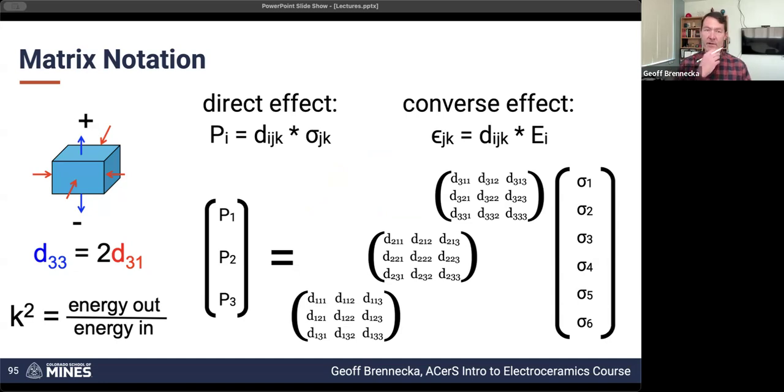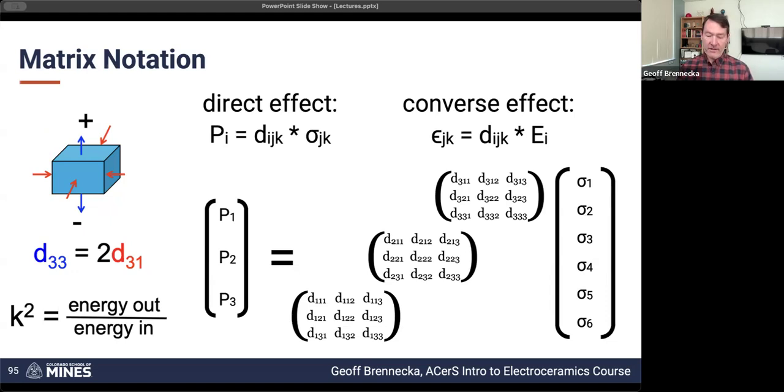So the convention ends up being that the 3 direction is the one where you're applying a field. So that's what's represented over here in the d33. But to start with, just to go through the matrices, it's pretty arbitrary, really.